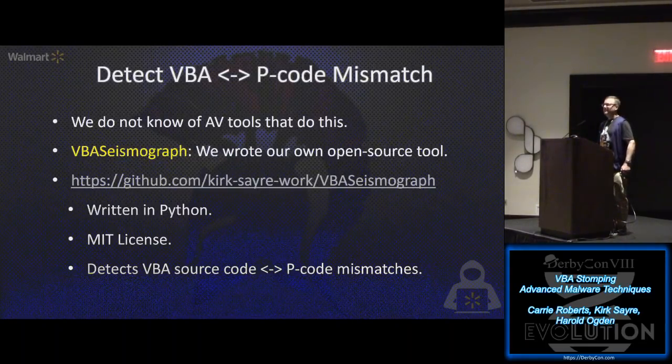And if we see anything showing up inside the Pcode that does not show up inside the VBA source code, VBA Seismograph will throw up a flag and say this is something you need to take a closer look at.